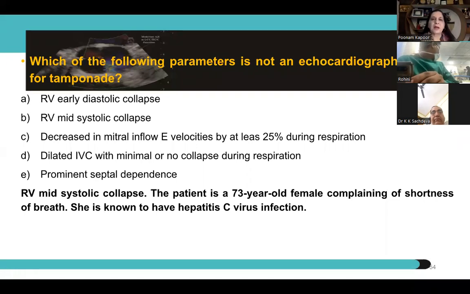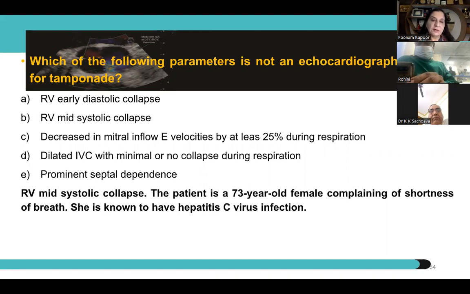Which of the following parameters is not an echocardiographic pathology for tamponade? An RV early diastolic collapse is... mid-systolic collapse. This is generally not there. That is the answer. It's an early systolic or an early diastolic collapse. Generally, it's a diastolic collapse, which is pathognomonic.